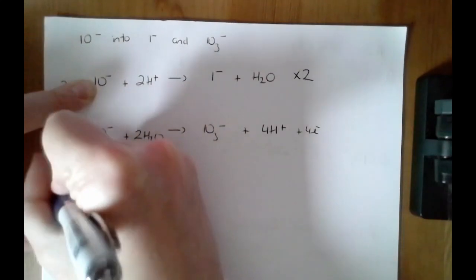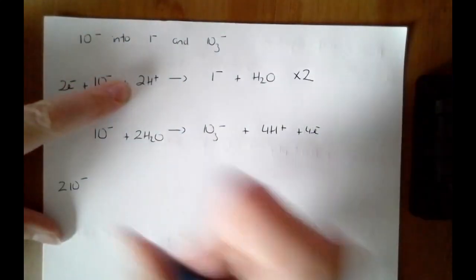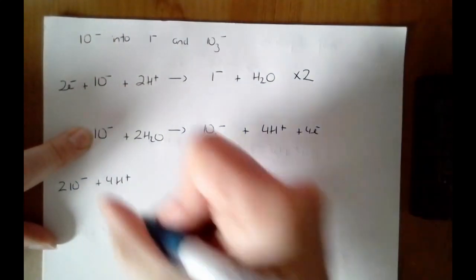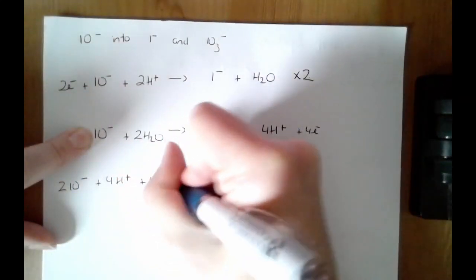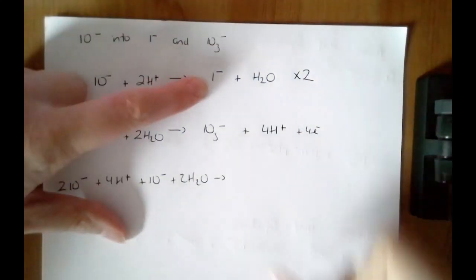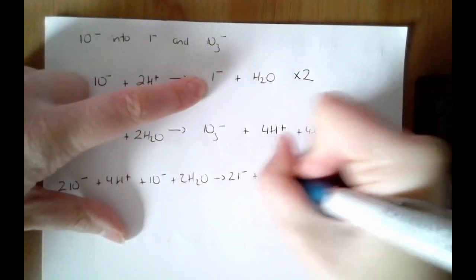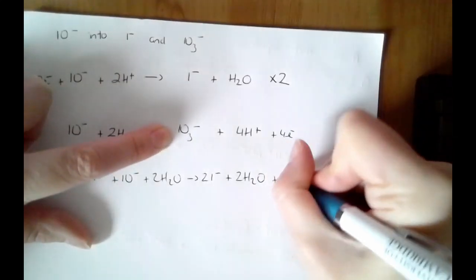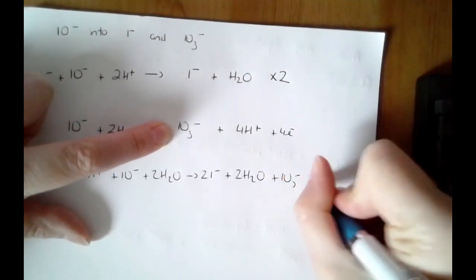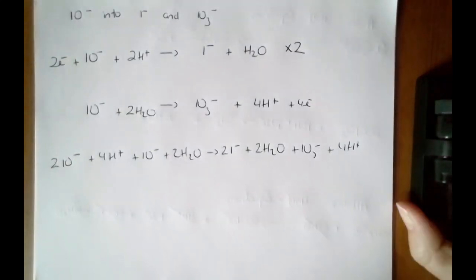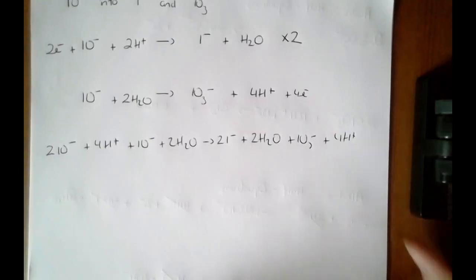So I've got 2IO minus. I'm going to have 4H plus. The bottom equation, the reactants, I'm not multiplying these by anything, so they just stay as is. Then I'm back to my product side. I've got 2I minus, I've got 2H2O, and then on the bottom here, I've got IO3 minus, and I've got 4H plus. At this point, you have to cancel out anything that is going to be the same.